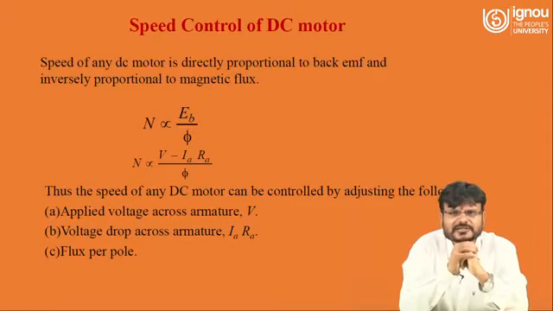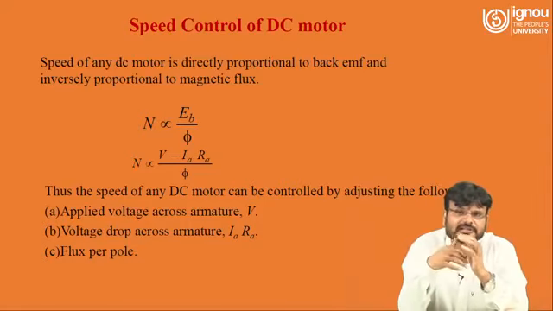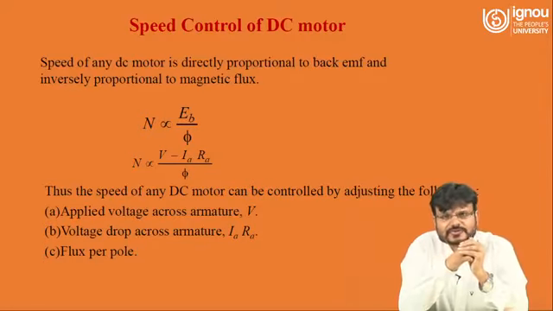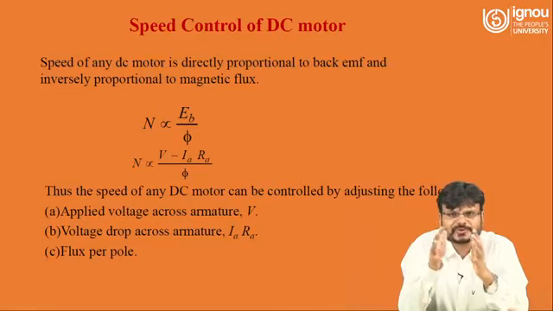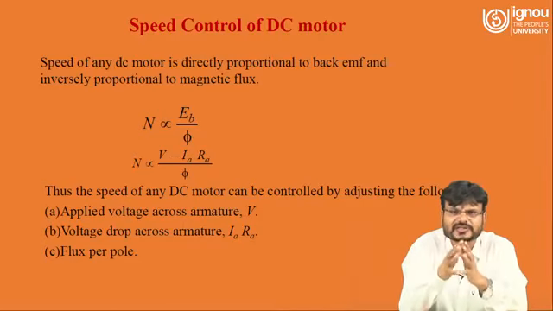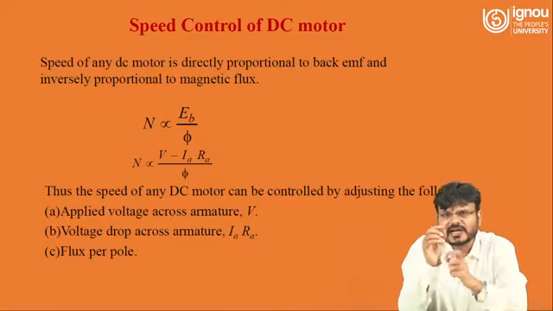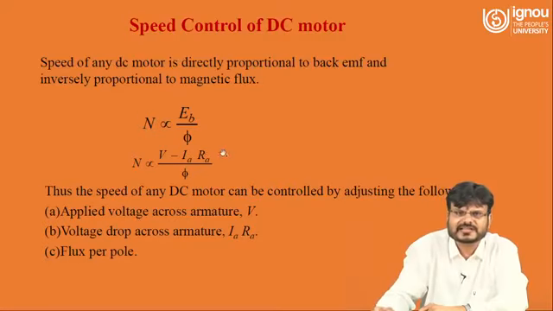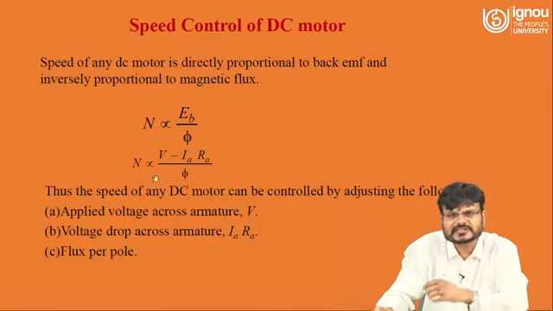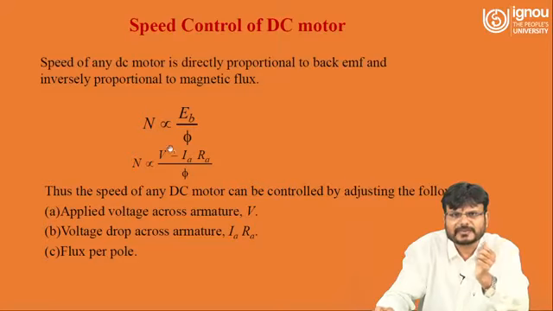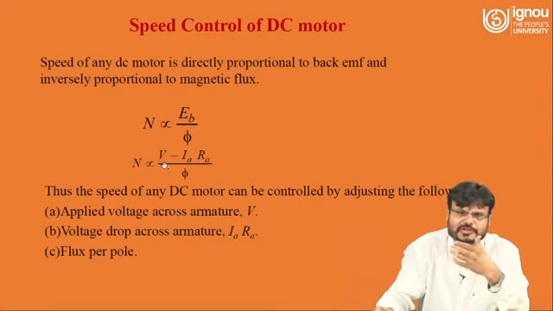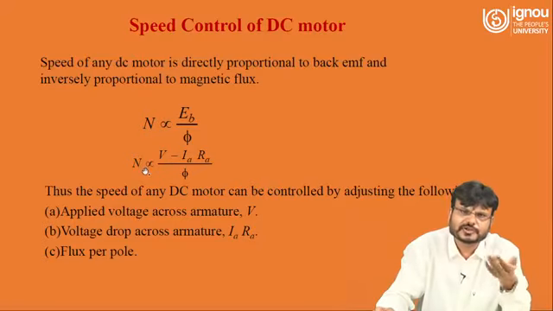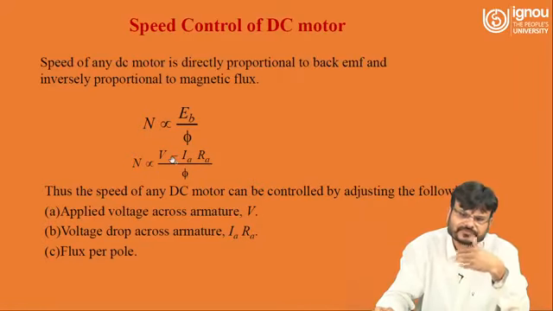Now we have to understand speed control of the DC motor, how we can control the speed of the DC motor. As you know, there is a formula for the speed of the DC motor. N is directly proportional to EB upon phi, where EB is nothing but the back EMF. And this EB can be written as V minus IA RA upon phi. So you can see that the speed of this DC motor can be controlled by the applied voltage. If you are able to reduce the voltage, that means you can reduce the speed.